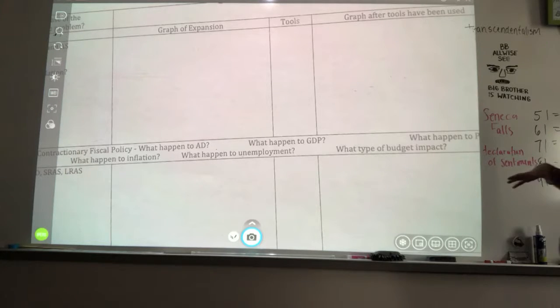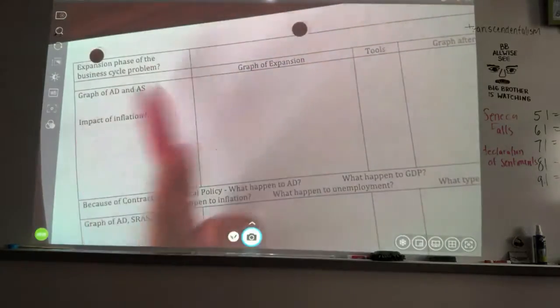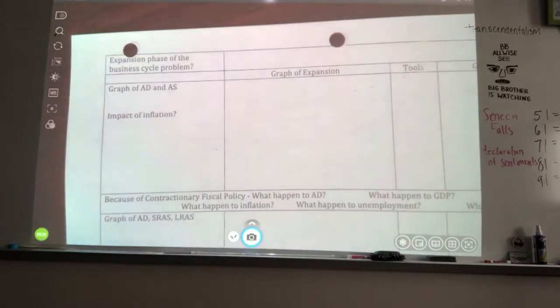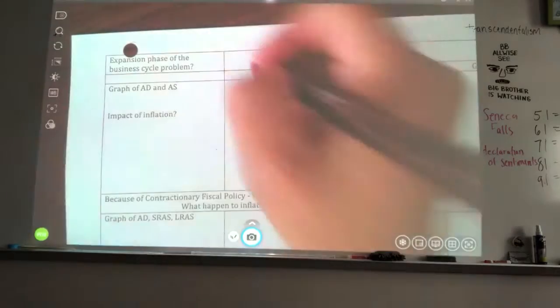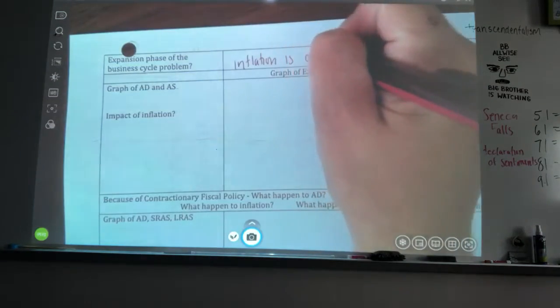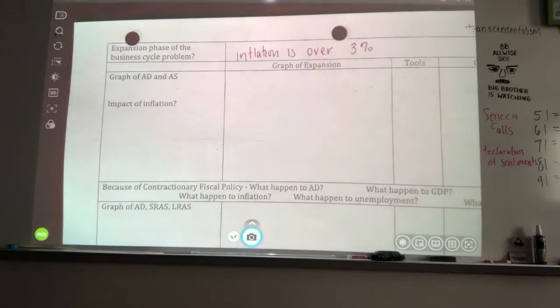And so what we're going to look over today is, because a lot of our tests will be about the impact of graphing, we're going to go back and review before we do our free response questions and our multiple choice questions. So we are looking at the expansion phase of the business cycle. What is our problem? Inflation is over what percent? Over 3%.